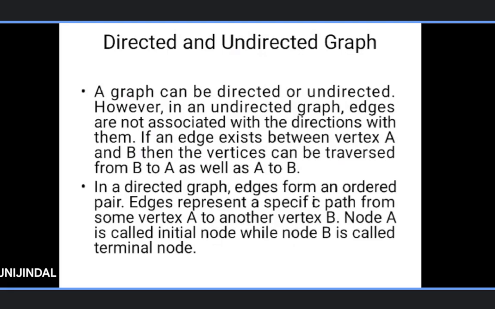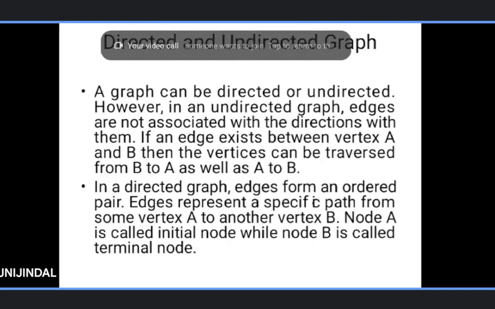Now this is the concept of directed and undirected graph. A graph can be directed or undirected, as I told you. In an undirected graph, edges are not associated with directions. If an edge exists between vertex A and B, then the vertex can be traversed from B to A also.